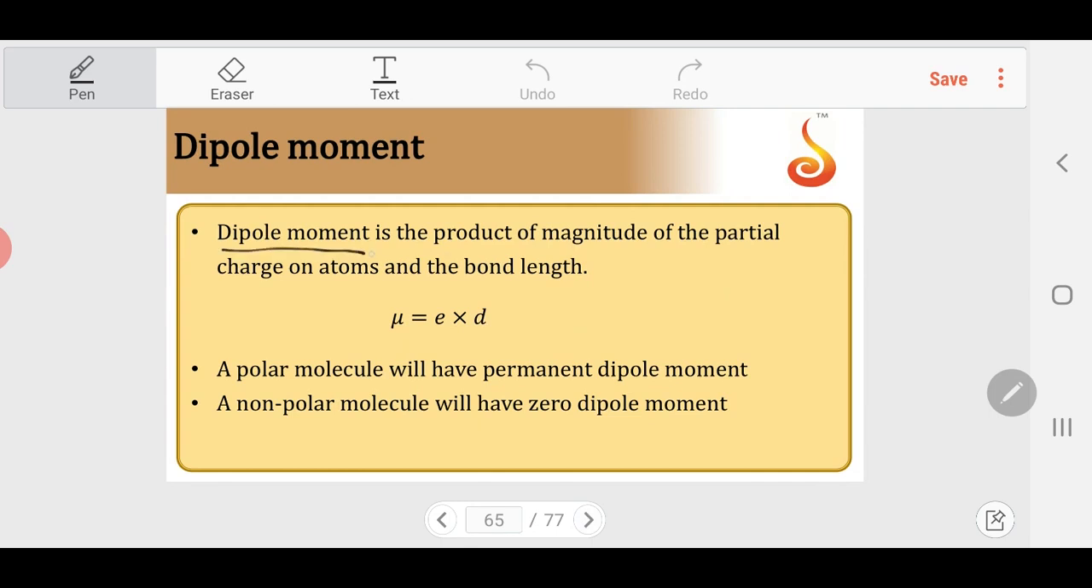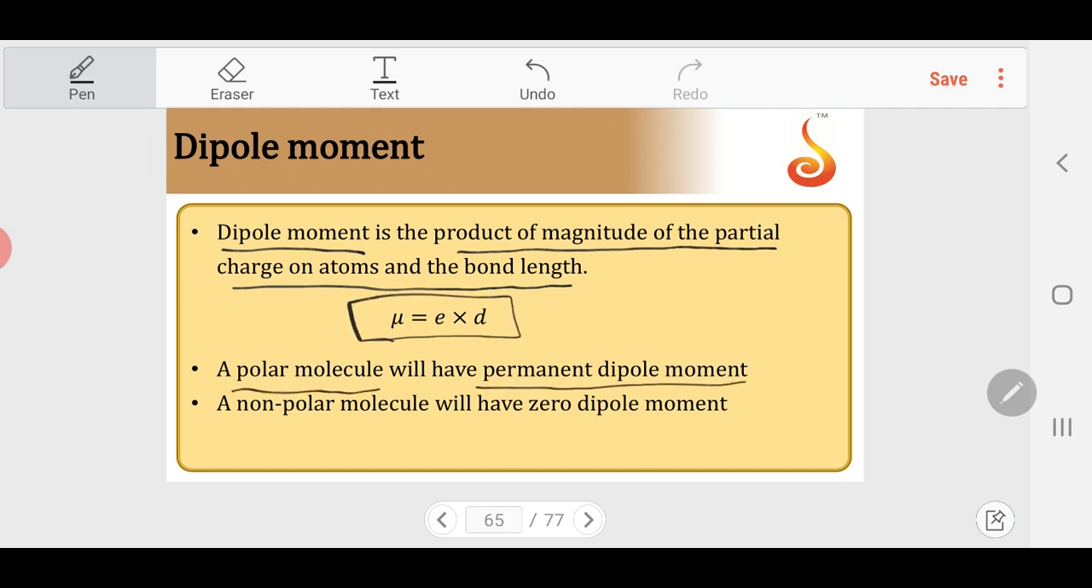Dipole moment is the product of the magnitude of the partial positive or negative charge on the atom and the bond length. So mu is given by e into d. A polar molecule will have a permanent dipole moment and a non-polar molecule will have zero dipole moment. So the dipole moment measurement will be useful to find out whether the molecule is polar or non-polar.